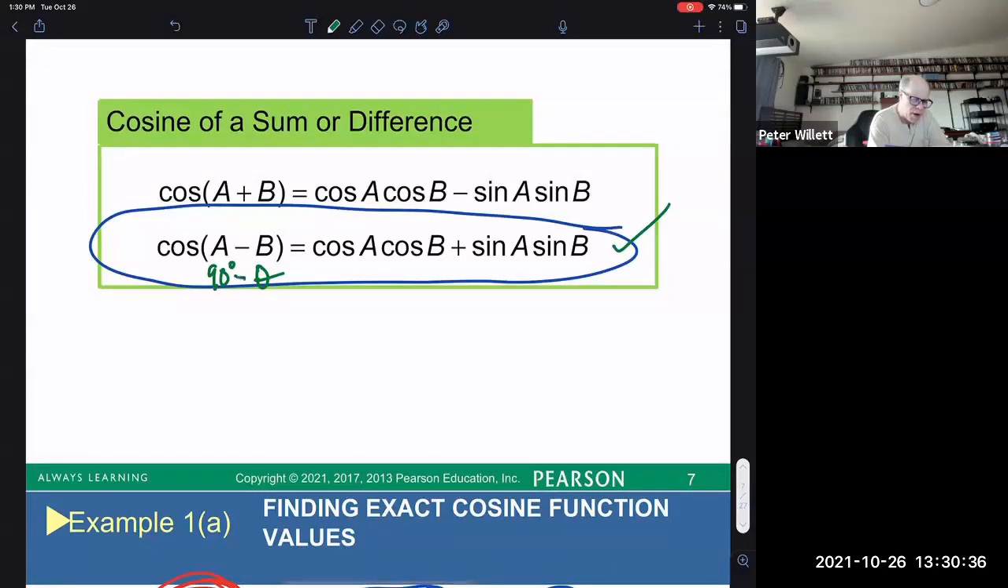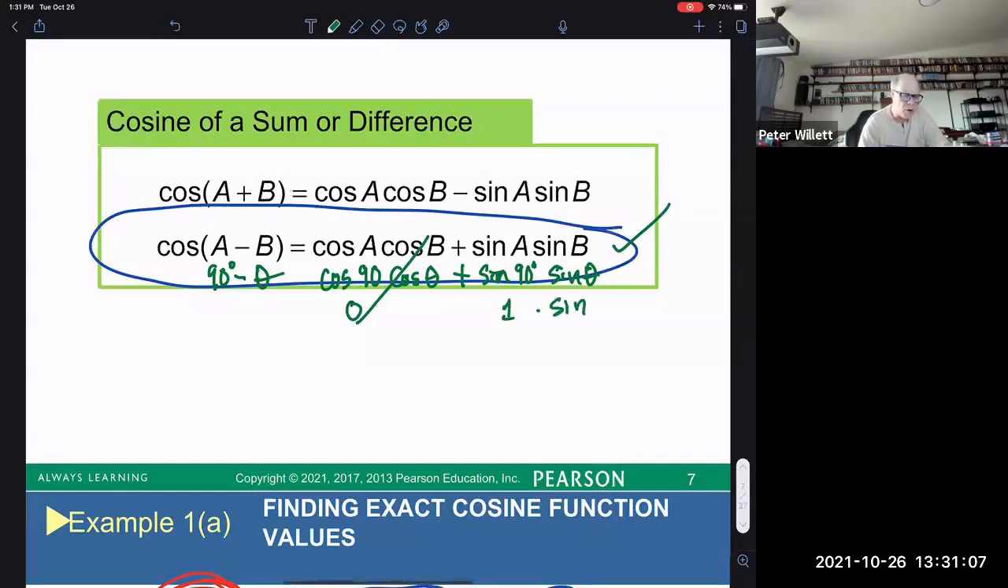Because if I put cosine of 90 minus theta in here, I end up with cosine 90 cosine theta plus sine of 90 sine of theta. And cosine of 90 degrees is 0, so this whole part drops out. And sine of 90 is 1. And so by the cosine difference identity, you get that cosine of 90 degrees minus theta is equal to sine of theta.